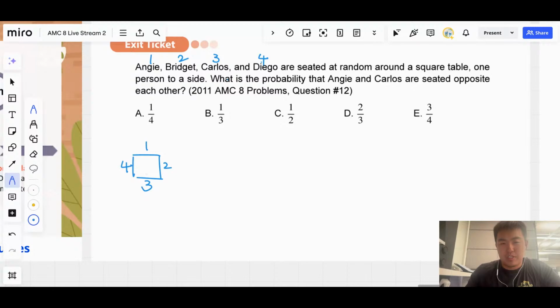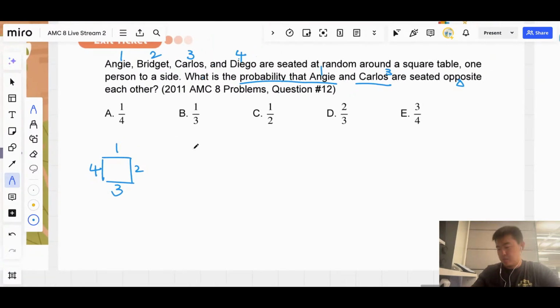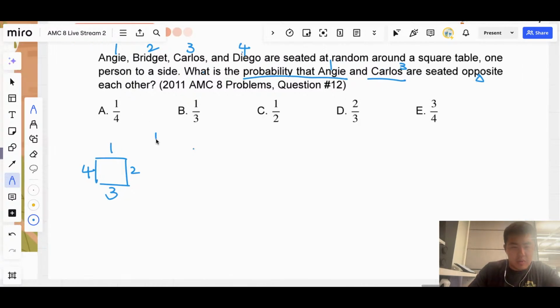So one person to a side, what is the probability that Angie, which is our number 1, and Carlos, which is our number 3, are seated opposite to each other? So in this case, let's try to start with a fixed person. I will say our step number 1 is that suppose 1 is assigned. Our number 1 is Angie, right? Suppose 1 is assigned. Another way to say that, now let's fixate Angie.